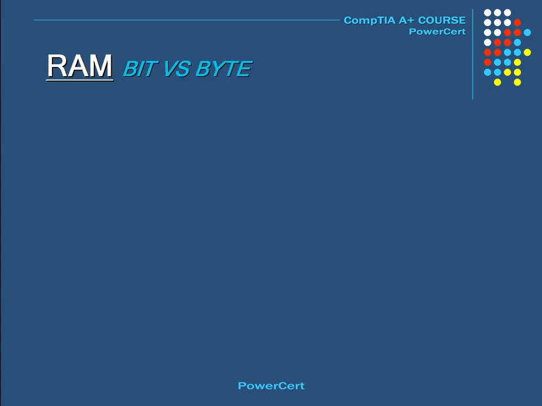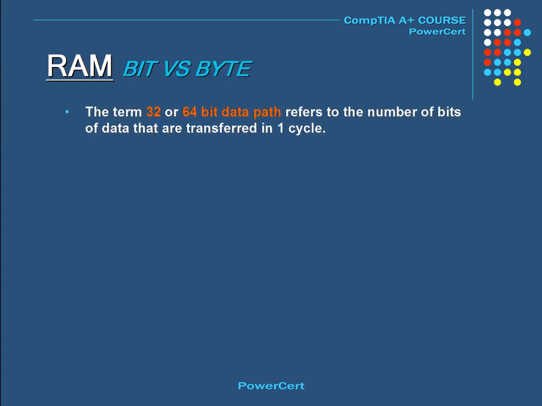Now the term 32 or 64-bit data path refers to the number of bits of data that are transferred in one cycle. The more bits that are transferred in one cycle, the faster the computer will be. A single bit, or 1 bit of data, is the smallest form of data that the computer reads, because in the computing world, a computer only understands ones and zeros, which is represented by a single bit of data.